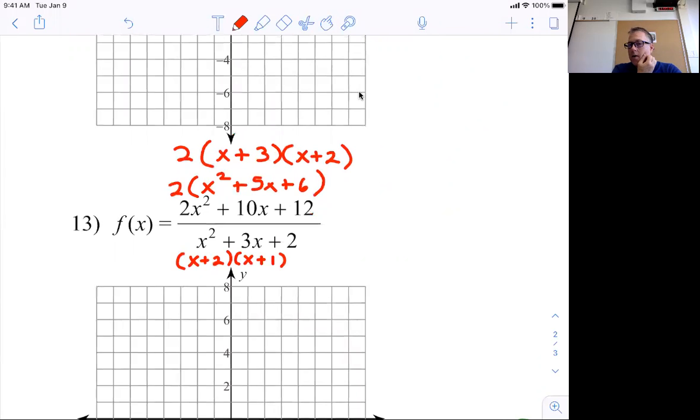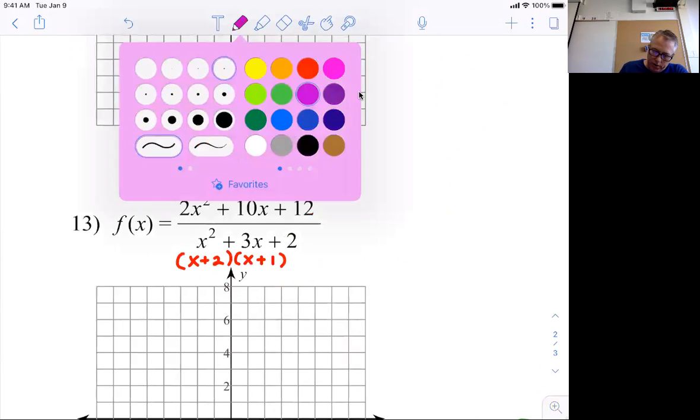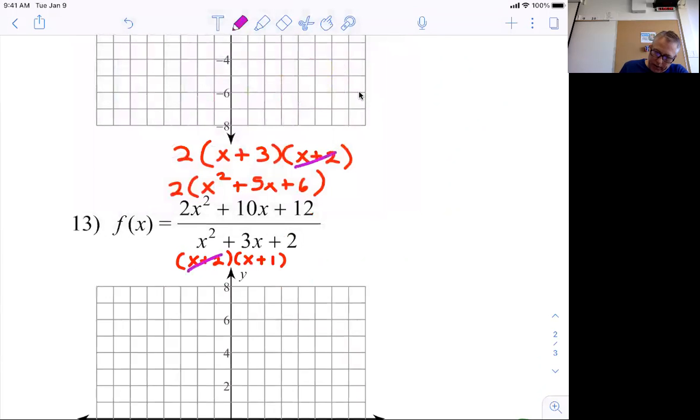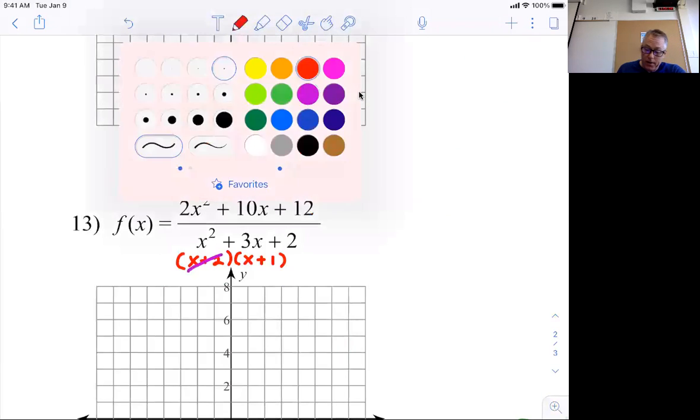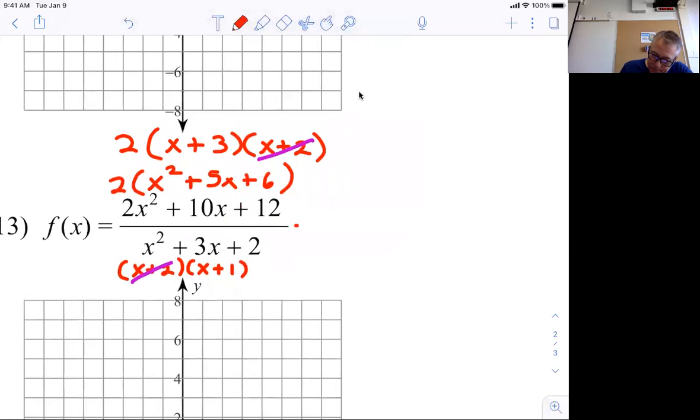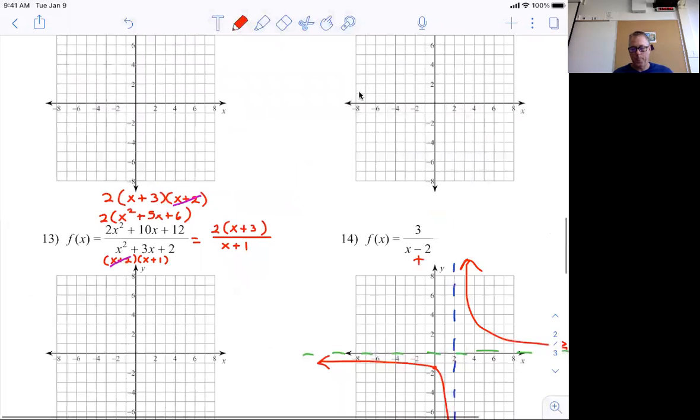All right, now notice what happened. This is the bottom factored. This is the top factored. And look what happens to our x plus 2's. They cancel out. And so we can clean that up. The function is now 2 times x plus 3 over x plus 1.